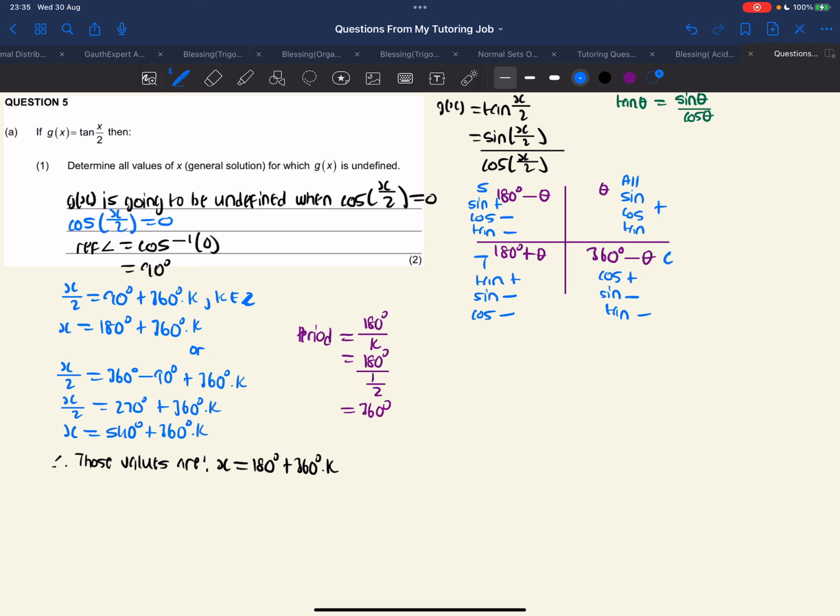In your question paper, this should be the answer that you write down for that question. The other one, 540 degrees plus 360k, is too big for us to take as a general solution. If that general solution was at least below 360, we would have taken it. But for now, can you see that it's bigger? It's even bigger than the period of that function, so we can't take it. So the only one that's applicable has to be only that one. All right, I hope that is understandable.